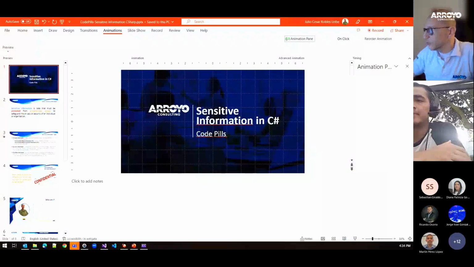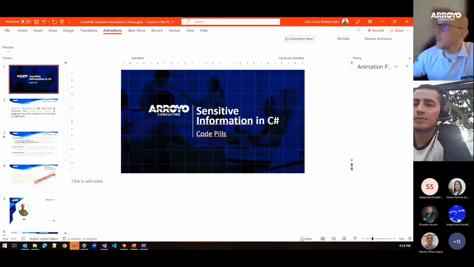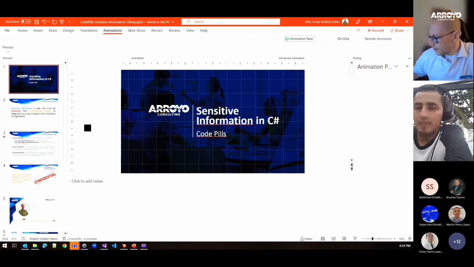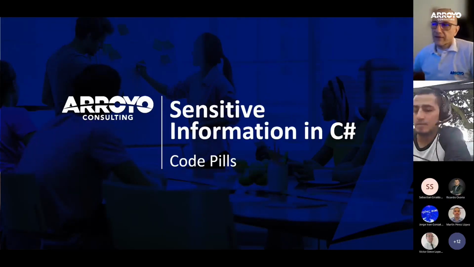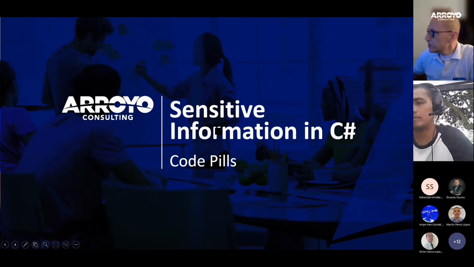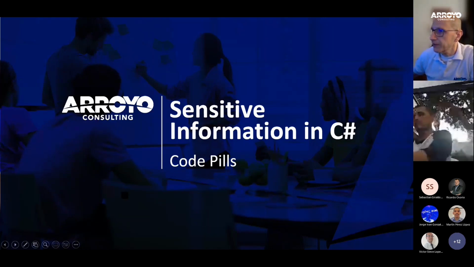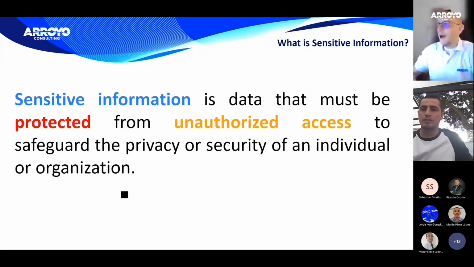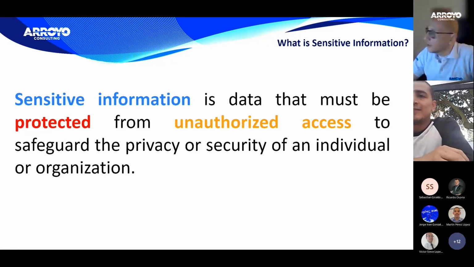Okay, we want to discuss a little bit more about what is sensitive information. Can you see my screen right now? Yeah, man. Yes, we can see you. Okay, thank you. We want to talk about sensitive information in C#. This is a new session for the cut pills. I would like to first introduce what sensitive information is.